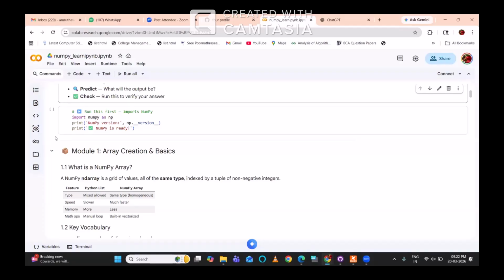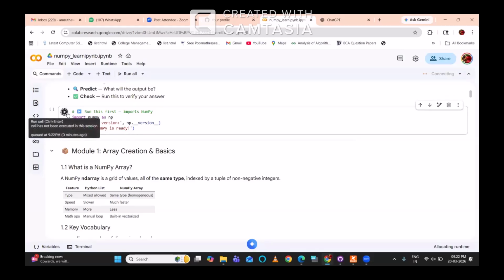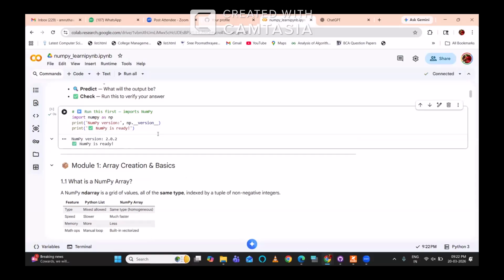Okay. Can you just execute, Amrita? See why we need to wait, because that notebook was not connected to any cloud. Now it is connected. The Numpy version is 2.0.2. Okay. So can we move to the first part?